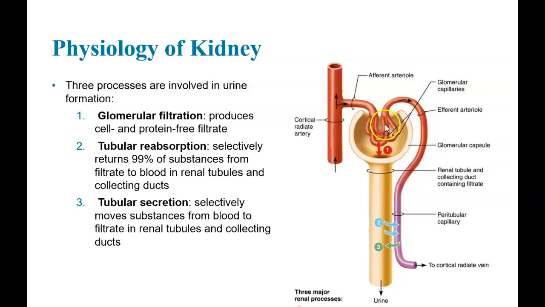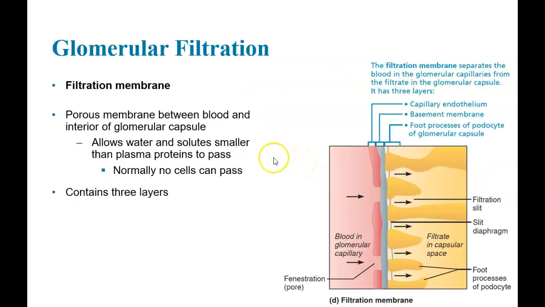But the filtrate, the stuff that exits the glomerulus, is what eventually turns into urine. So once the filtrate exits the glomerulus or this capsule, then it's considered urine. As part of the filtration, there's several components that participate in that process.